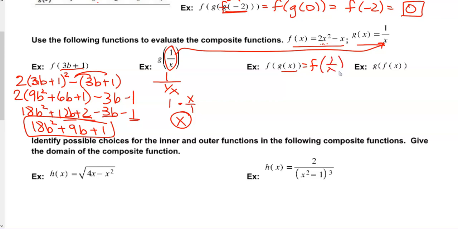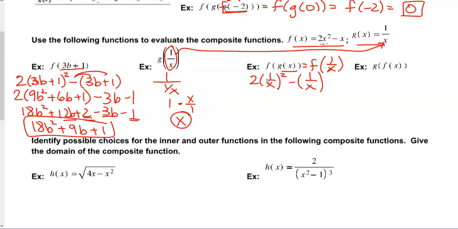Well, it's written up there as 1 over x. So that means now this is what I have to put in to every x that I see in the f function. So that means I have 2 times 1 over x quantity squared minus 1 over x, and now I have to simplify that. So in order to simplify those, you need to make sure you can put them together. We have to have common denominators when we're working with fractions.